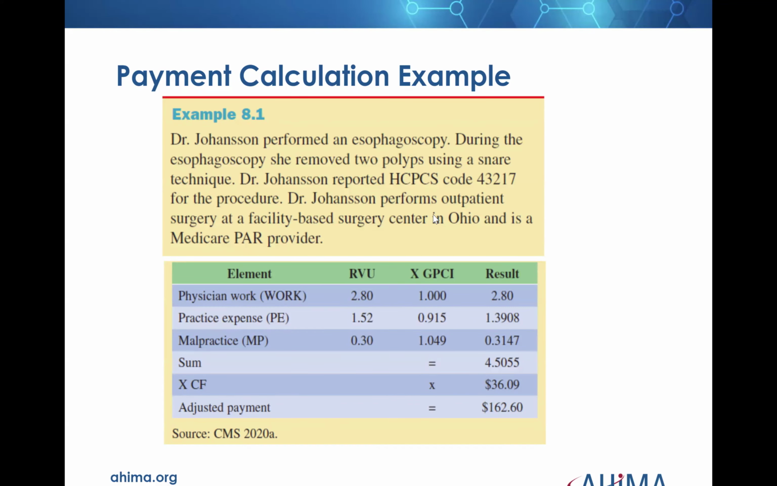To help you understand these things better, I'd like to ask you on your own to do these and just run through the math on these to make sure that this makes sense. In this case, Dr. Johannesson is performing an esophagoscopy, and during the procedure, she removed 2 polyps using a snare technique. She reported HCPCS code 43217 for the procedure, and she performed it at a facility-based surgery center in Ohio and as a Medicare PAR provider. I'll let you do those on your own.